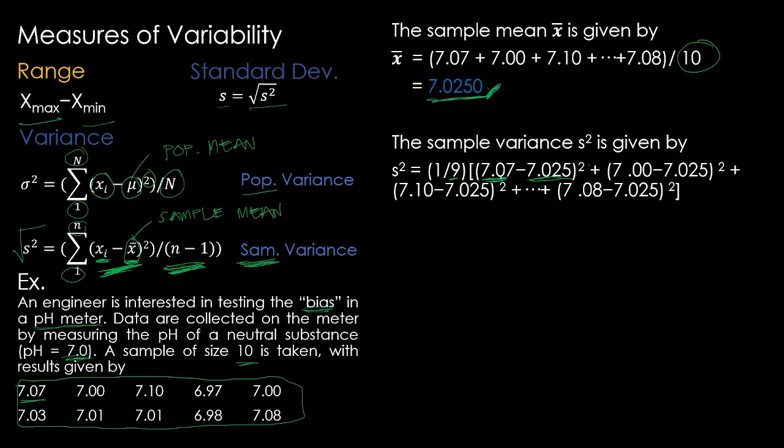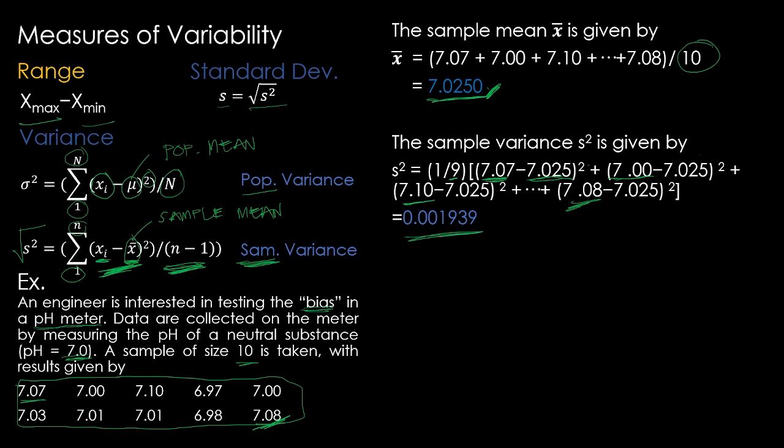So for this one, 7.07 minus the mean. 7.00 minus the mean. 7.10 minus the mean, and so on and so forth until you end up at 7.0808 minus the mean. Then you square those values one by one, and then you add them up until makuha mo na yung final value. Then you divide that by 9, or n minus 1. Since n again is 10, minus 1 it is 9.